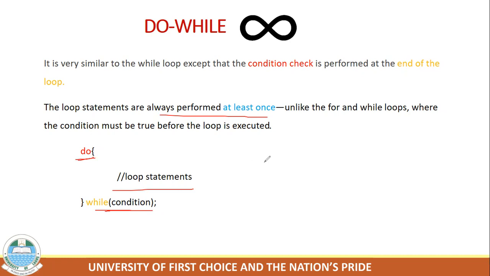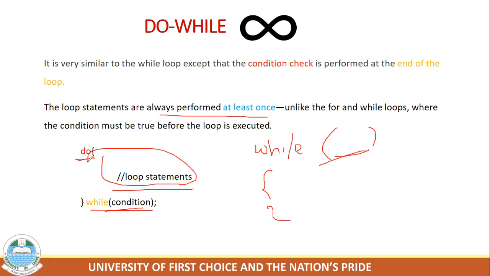Unlike the while statement, where the condition is first of all checked before executing the statement, so if this condition is not true, that is false, this statement will not be executed. But even if this condition is false, the do while loop will first of all execute this statement before it checks.